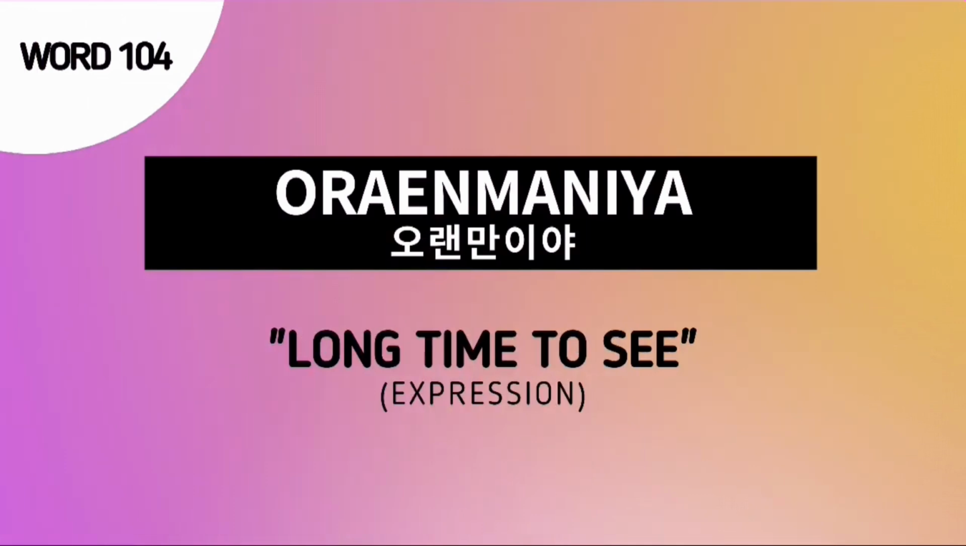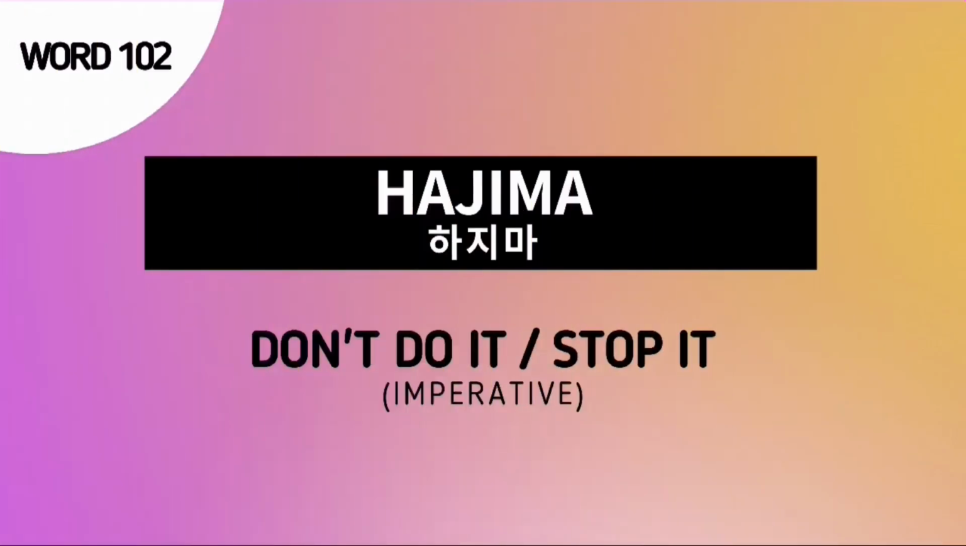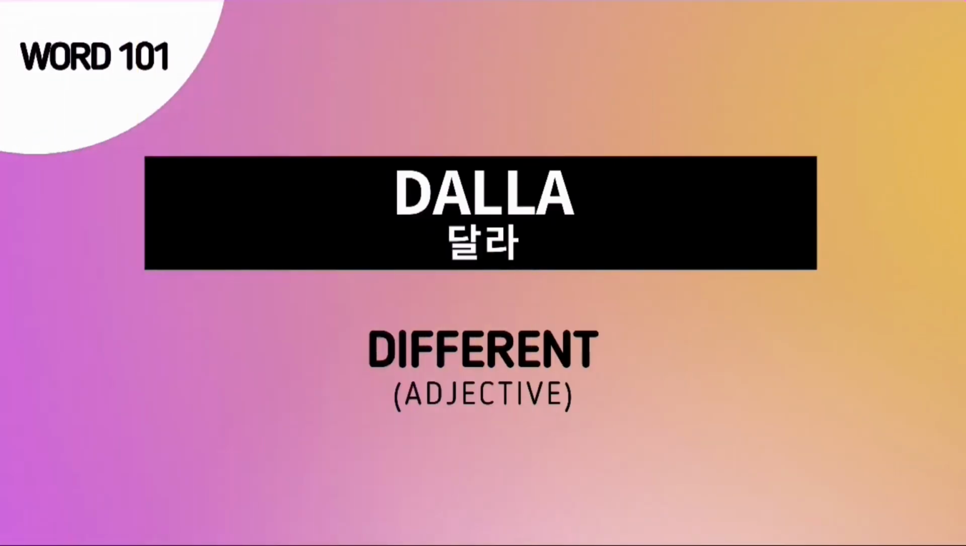Word or phrase number 104 is oren mania, and this is used to express long time no see. Word number 103 is kachima. This is an imperative phrase which means don't go. Word number 102 is hajima. This is another imperative phrase which means don't do it or stop it. Word number 101 is tala. This is an adjective which means to be different.